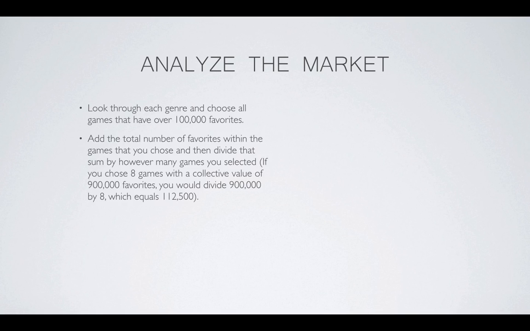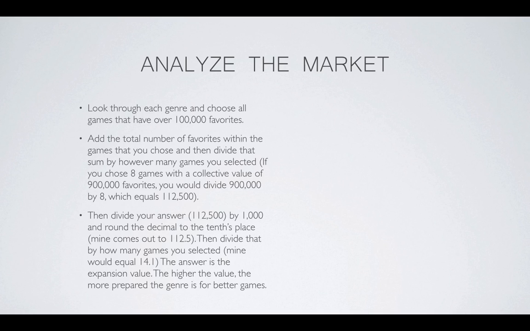So the total number of favorites: you'll add up all the games that have over 100,000 favorites. Say I had 8 games with a collective value of 900,000 favorites. What I will then do is divide the collective value of favorites by how many games I had. So I would divide 900,000 by 8, which equals 112,500.